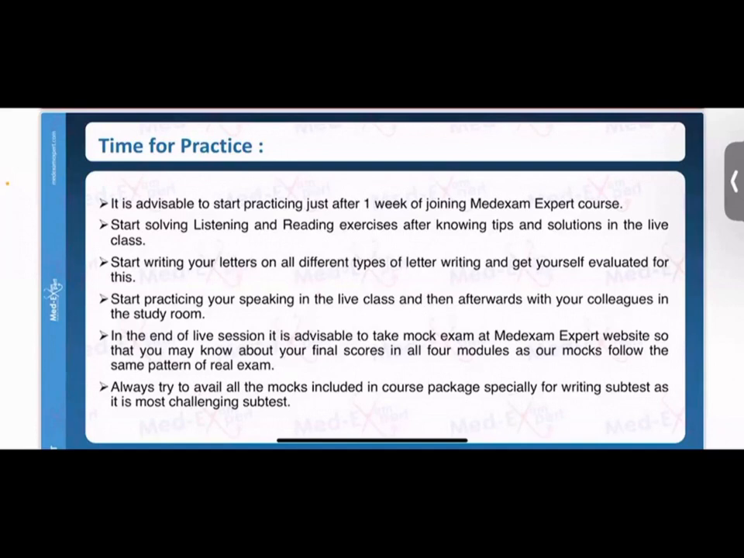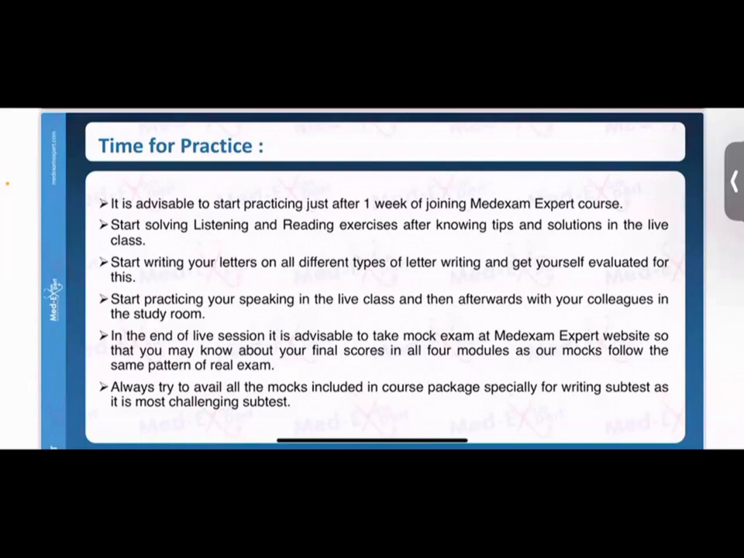I focused on different types of letter because a lot of students think that the OET letter is just one letter. So it is a big no. Although it is true that you have to write only one letter, still there are different kinds of letter and you can expect any letter in the exam. So start writing your letter from day 1 of the live course.